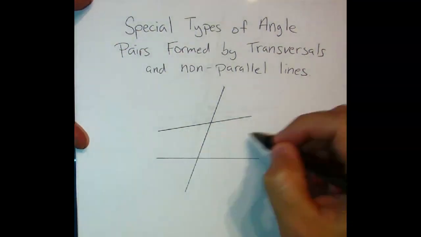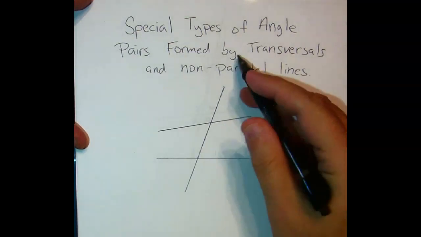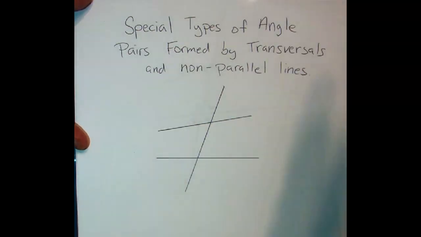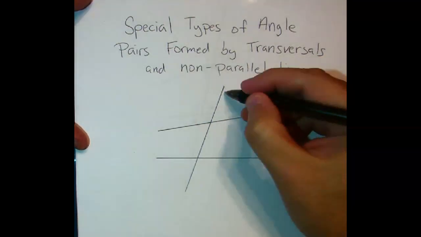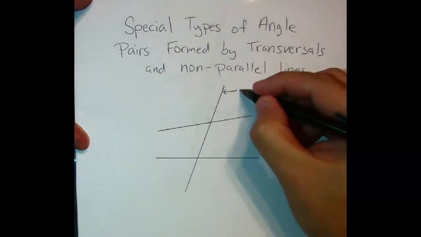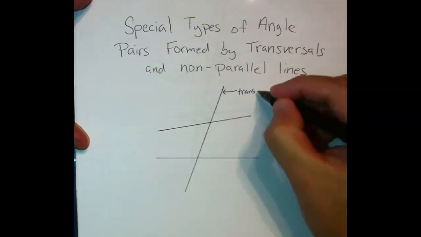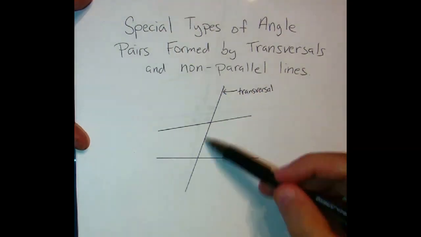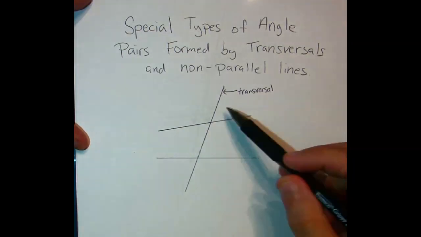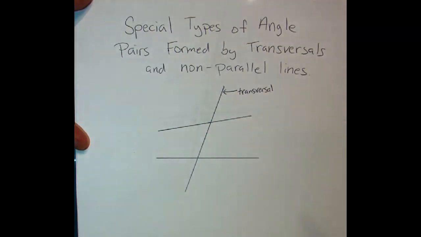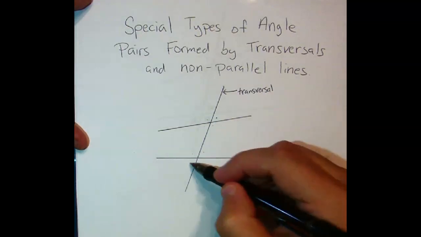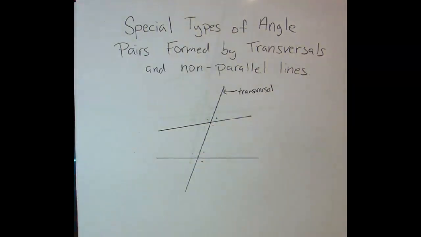Now, when you have two lines that are intercepted, or when you have a line that's going to travel through and cut through the other two, this line that's doing the cutting is called the transversal. Now, when the transversal cuts through these two lines, it forms angle relationships. So in other words, you'll see that we have several angles that are included in our picture.